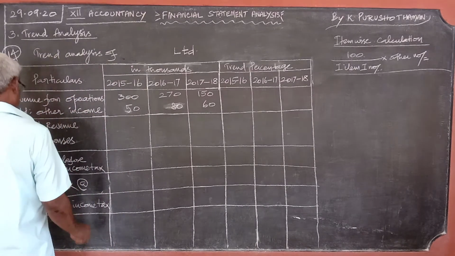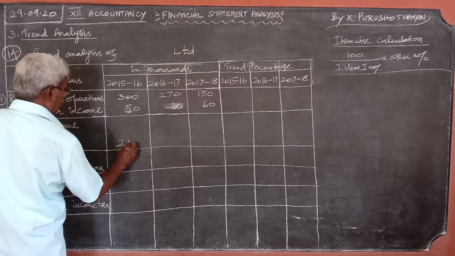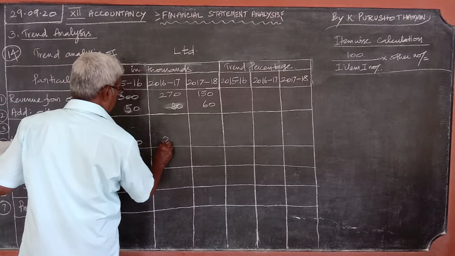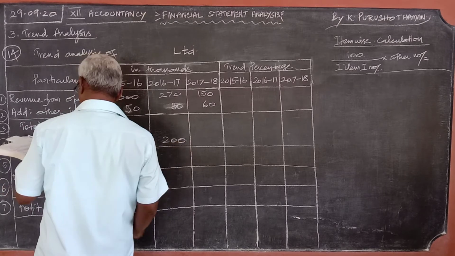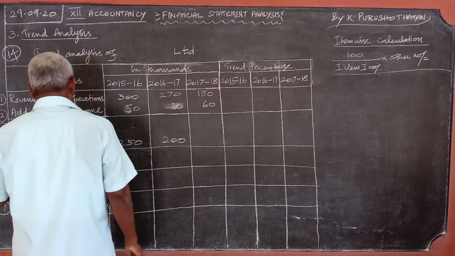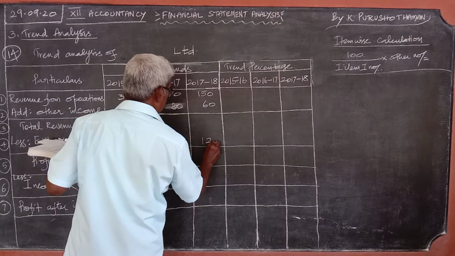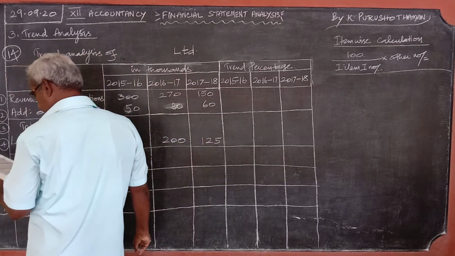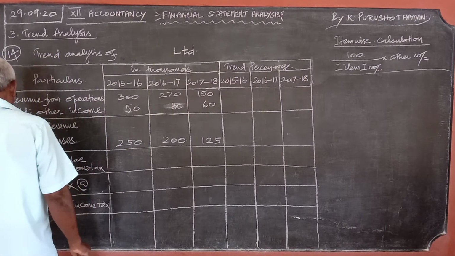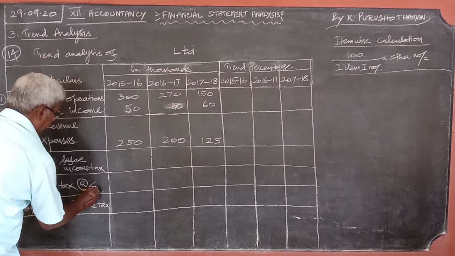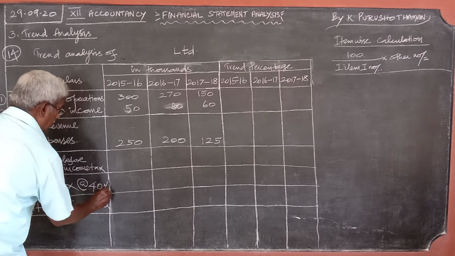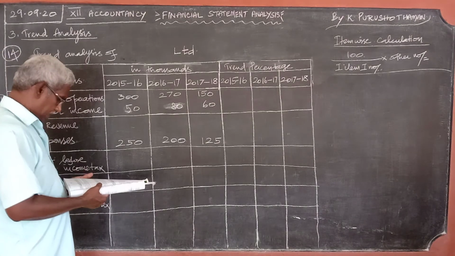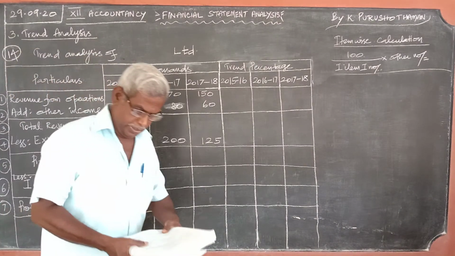Then expenses: 250, 200, 125. Income tax is at the rate of 40%. Yes, so this is the data available. For all the three years it is only 40%.